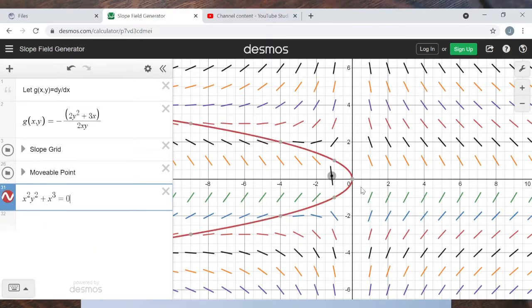There we go. And hopefully you see that this curve is kind of following along the slope field directions. If you see how these are pointing down this way, and then kind of go vertical, and then down this way, down this way. It looks like the curve is pretty reasonably following the slope fields. Right.